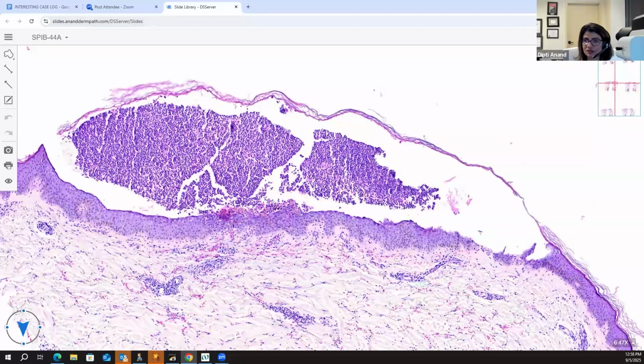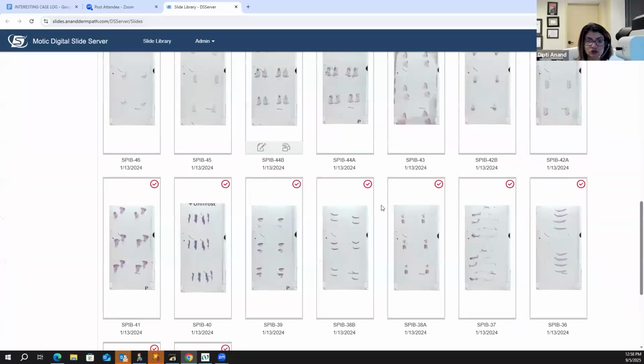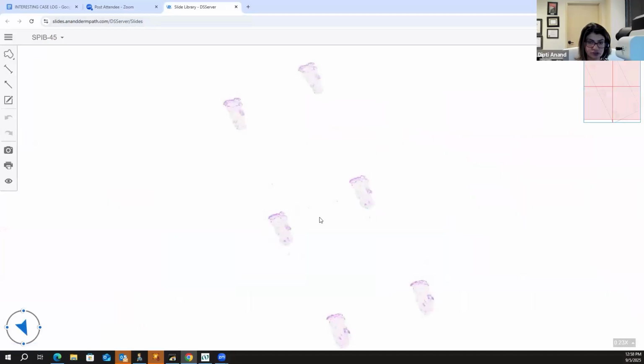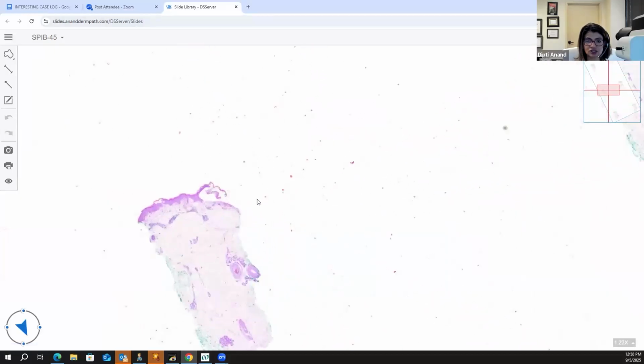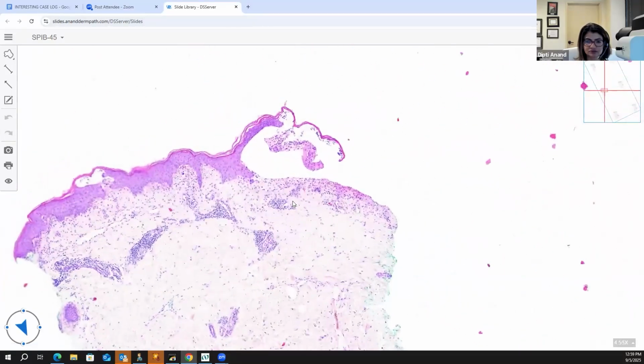Okay. Let's go to the next one. And those are not bacteria in 44B. Let's go to the next one. We have 45.